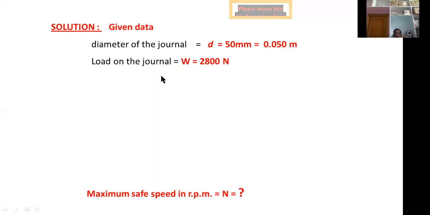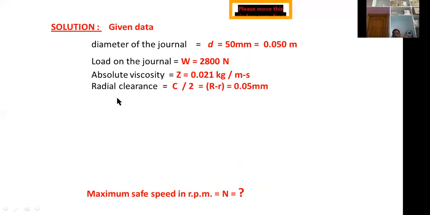Now the load on the journal is also given, that is W equal to 2800 newtons, and the absolute viscosity is also given, that is Z equal to 0.021 kg per meter second. And the radial clearance is also given, that is C by 2, that is C1.